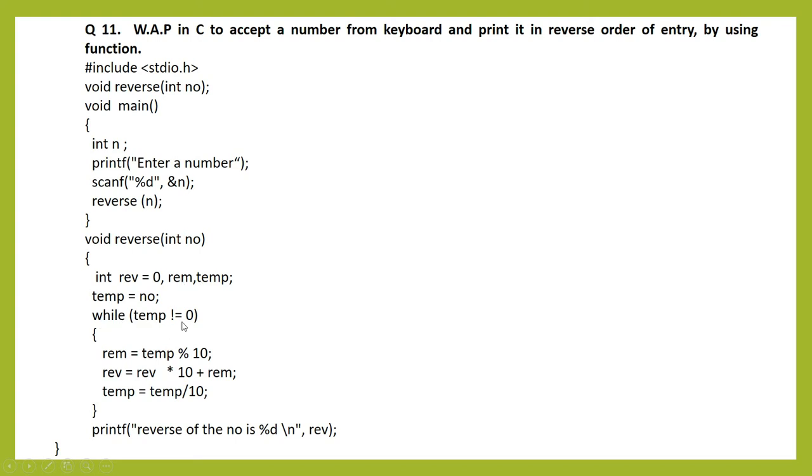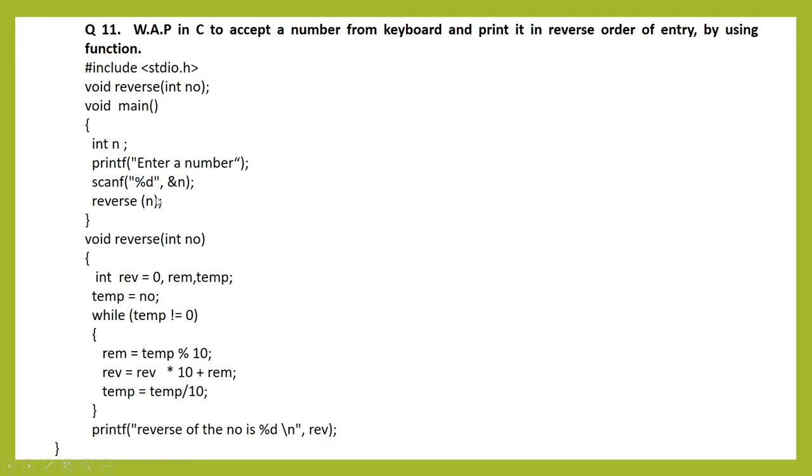Then the same loop is there where temp is not equal to 0, and in this loop you have to find the remainder by dividing the actual number by 10. Whatever the remainder value is, you store it in REM, then you calculate the reverse, then the temporary value should be divided by 10. In such a manner this loop goes on continuing, and whatever number you input, like 275, should be stored in 572 format in your REV variable. When you are out of the loop, you print the reverse of the number, REV.